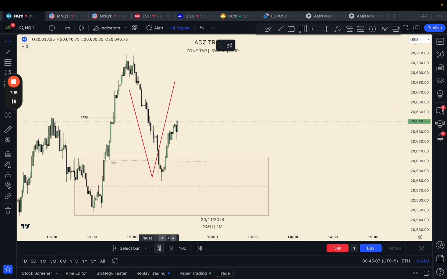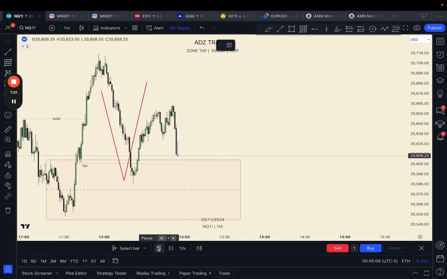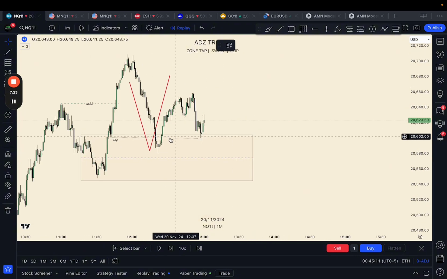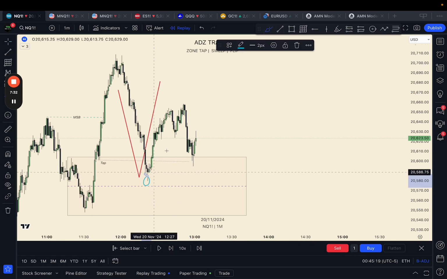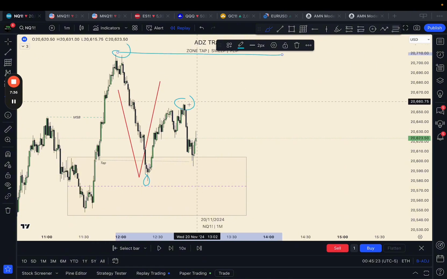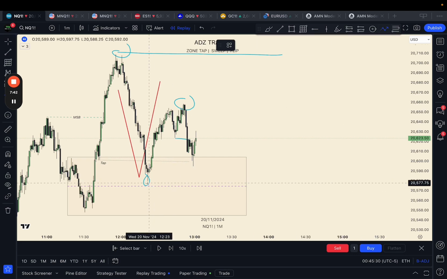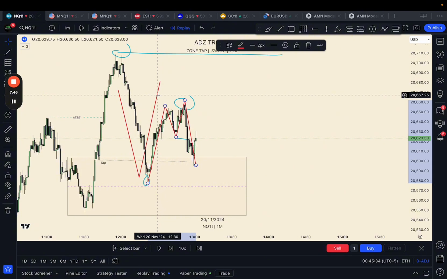There we go. Nice. Okay, this is interesting. So we tried to push higher from this demand. We mitigated it. But what do we notice? The high we put in is actually lower than this high here. Okay, and we've got an internal change of character. Can you see structure there? We failed to put in a new high. We've got an internal change of character.